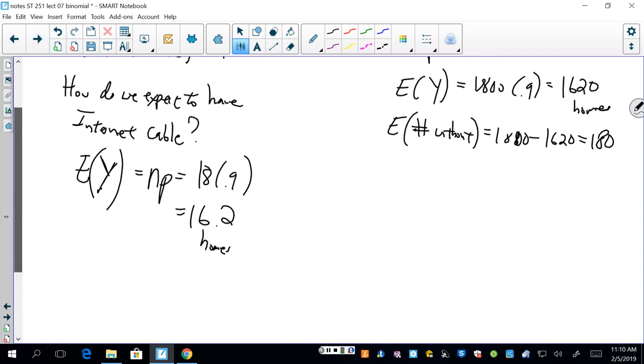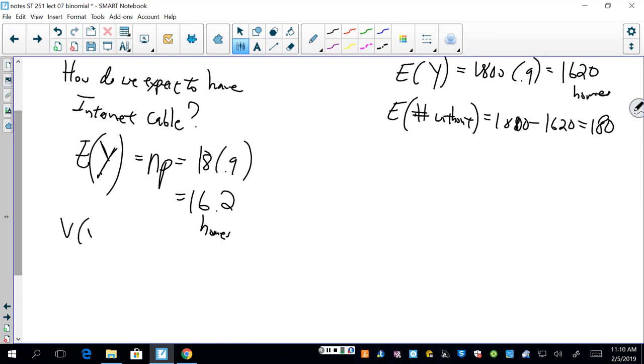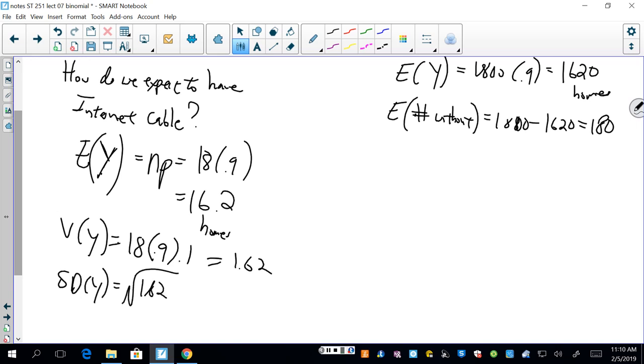Variance or standard deviation, right? So the variance of y here, 18 times 0.9 times 0.1, variance of 1.62. The standard deviation is the square root of that, which is 1.27. And that's in terms of counting homes. Right? An average of 16.2 and a standard deviation of 1.27.